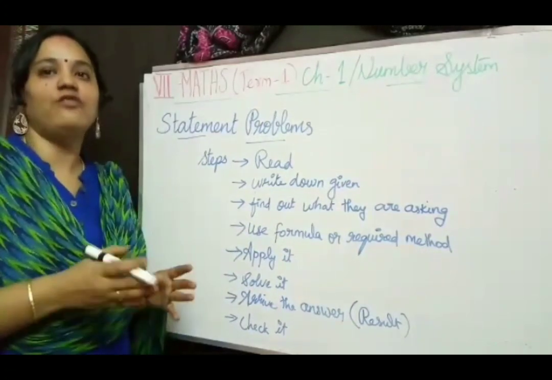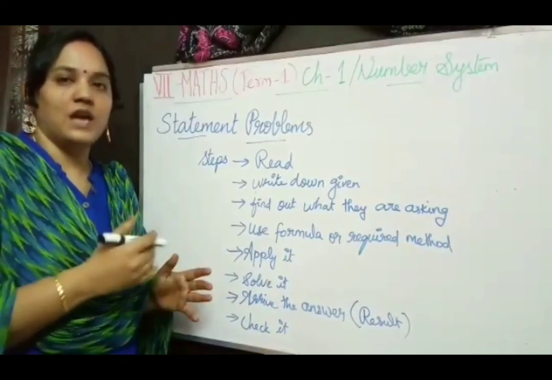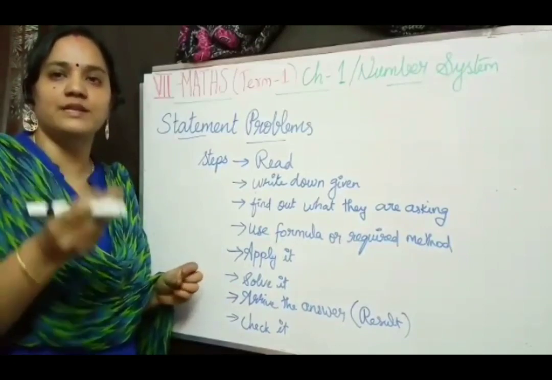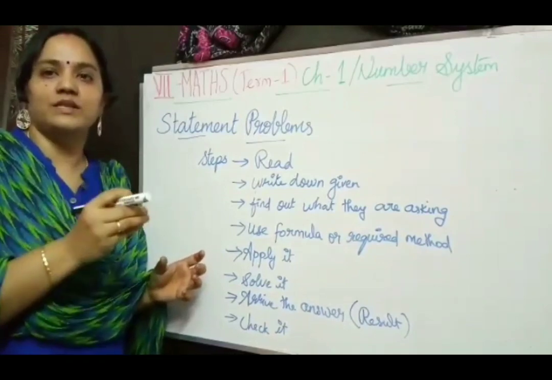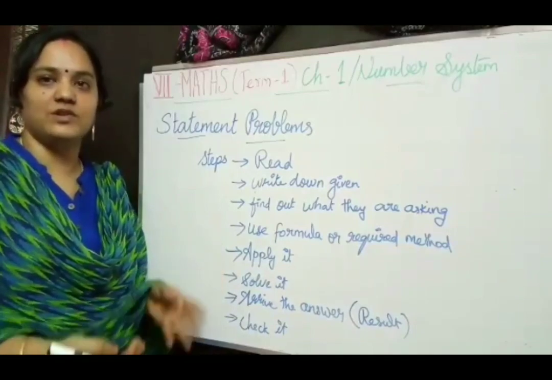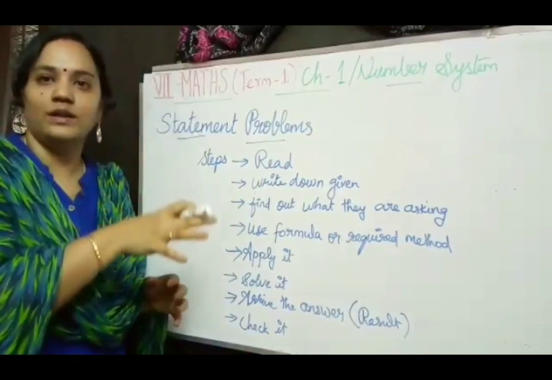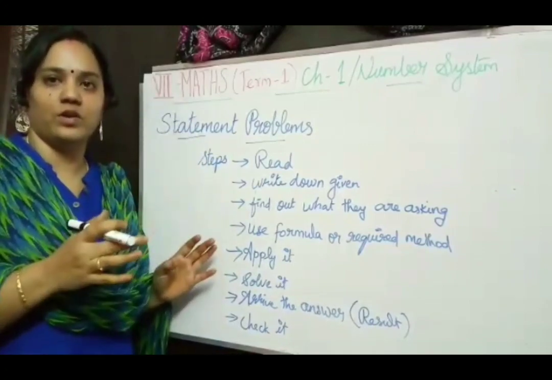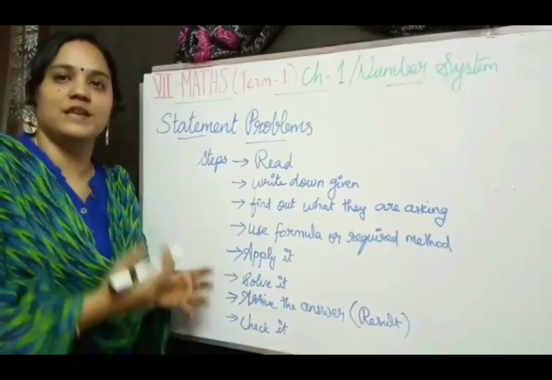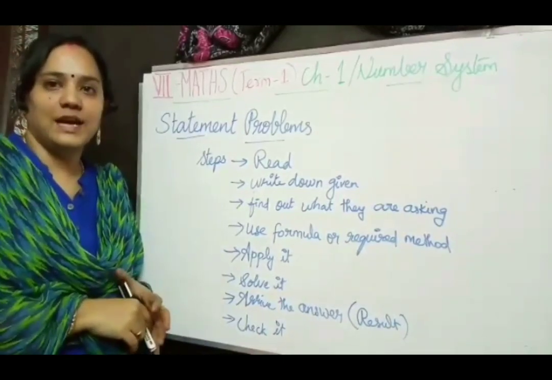Last one is check it if possible. If possible, you can check it directly. For example, for finding any missed number, we can solve for that missed number. Using the answer we got, we can solve again and find out whether the same thing comes. That is known as checking. If it is possible, you can check. Otherwise go through all the things to see whether you have done it properly or not. First you should do these things before going into our last topic, statement problems. These are the steps to be followed for doing statement problems.